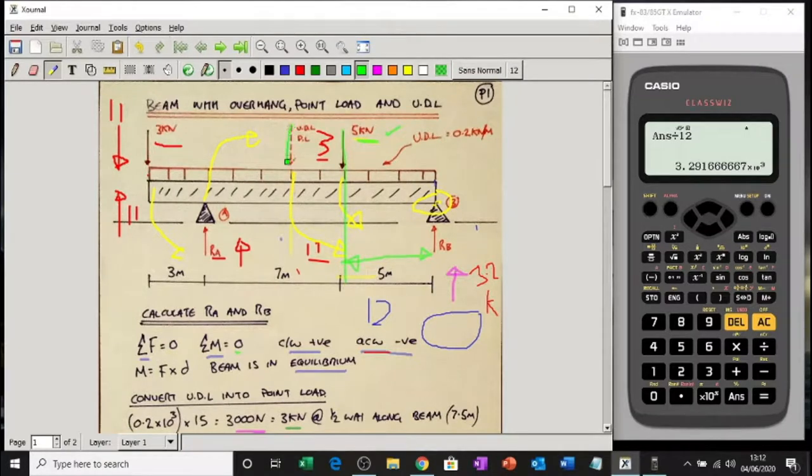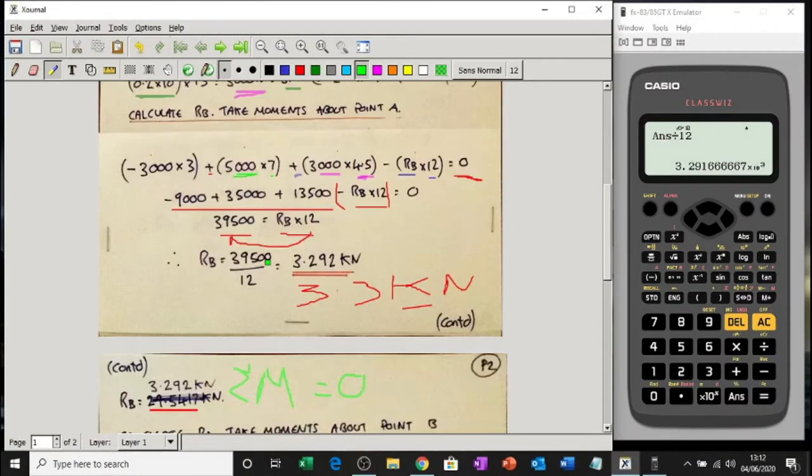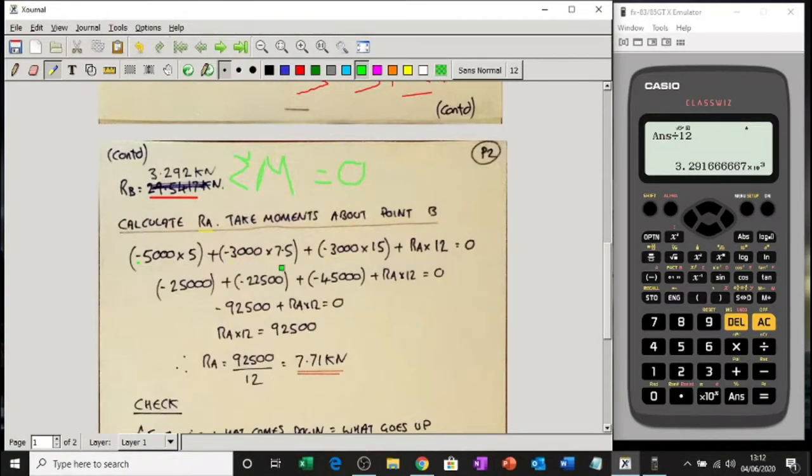Here's the 3, don't forget, there's a force there of 3 kilonewtons. So it's 3 kilonewtons, and how far away is it? So it's halfway, isn't it? So it's 7.5. So 3,000 times by 7.5, because this UDL, this point load, is halfway, which is 7.5. So we've got 3,000 times by 7.5. It's going anti-clockwise. That's why we've got a negative number there. Sum of the moments is going to equal 0. Another plus.